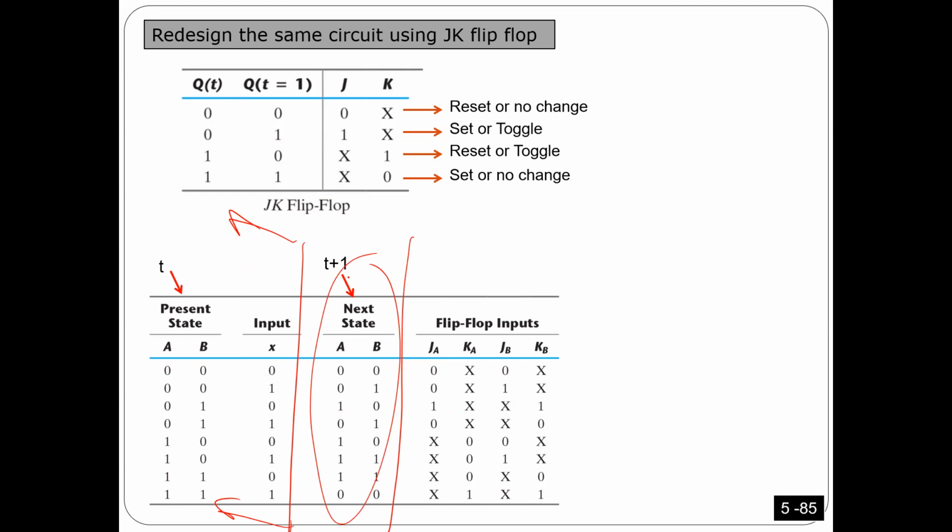All I have to do is, given this input, make the next state be 0 and 0. So the question is, what should be the input of the flip-flops? Or what circuit do I have to use so that given this input, I'm going to get 0 and 0 after that? That's why you have to put new columns here. These columns are for the input of the flip-flop. Here we have two flip-flops, A and B.